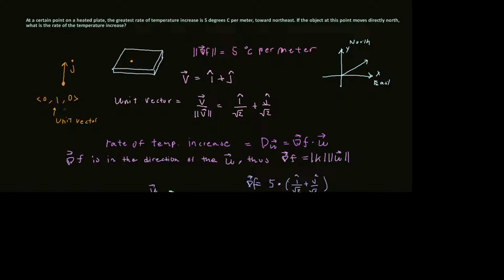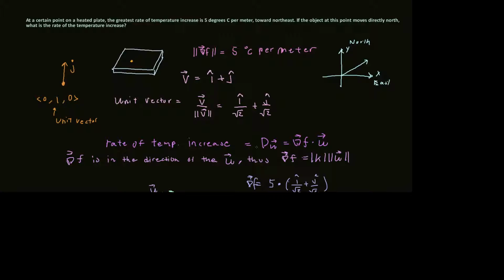It's good to normalize vectors into unit vectors, so once we take a scalar multiple of the unit vector, we can find any vector in that direction. The question is asking for the rate of temperature increase in this north direction. So we know we have to find the directional derivative. The rate of temperature increase is equal to the directional derivative, which I have written as D sub u.